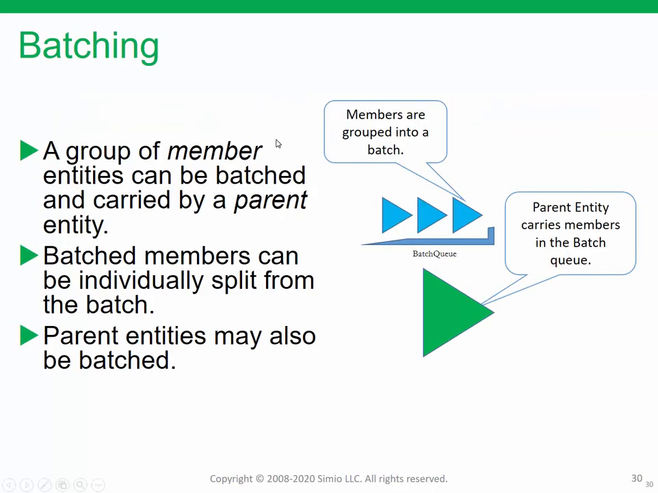In Simio, the concept of batching involves two different entity types. We have member entities that are grouped into a batch, and we have a parent entity that actually carries the members in the batch queue. By carrying the entities, you can animate the batch queue, and so you can see the entities. You can then split the entity, so you can create a batch, split a batch, create a batch, split a batch, which we'll see.